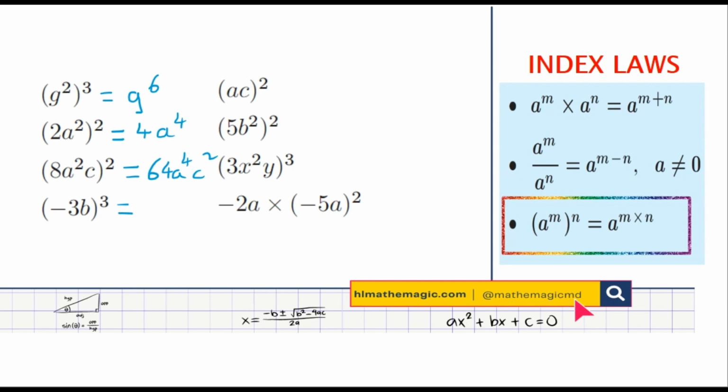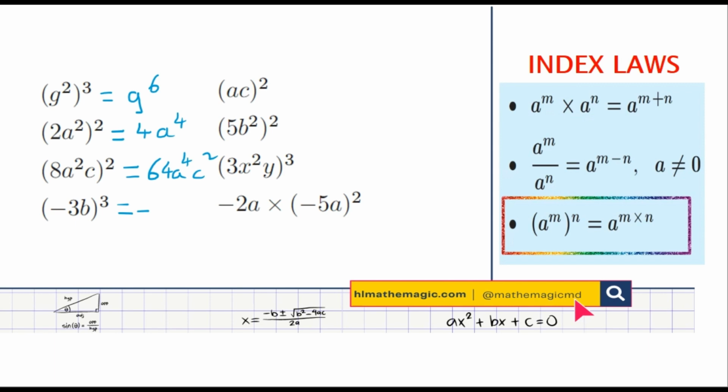Ooh, this one's a bit tricky. Negative 3b cubed. And so a negative times a negative times a negative is going to give you a negative, because it's an odd power. So if you have a negative number to an odd power, it'll always be negative. A negative to an even power will always be positive.